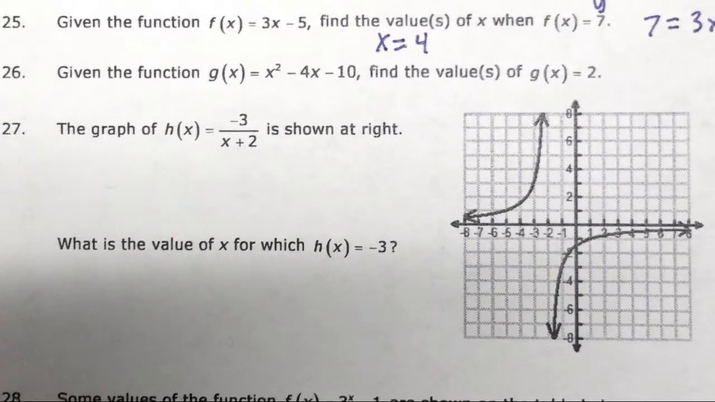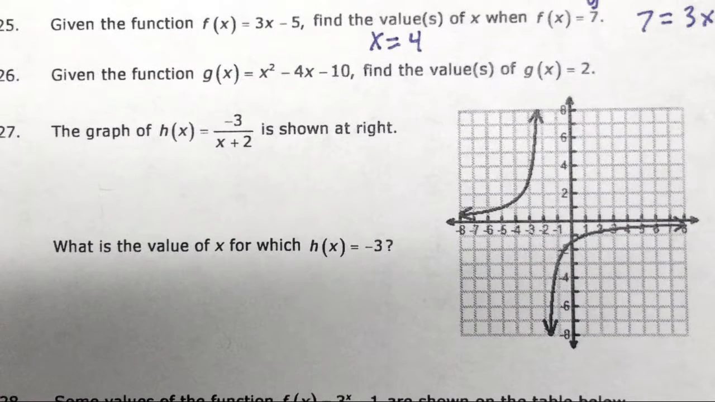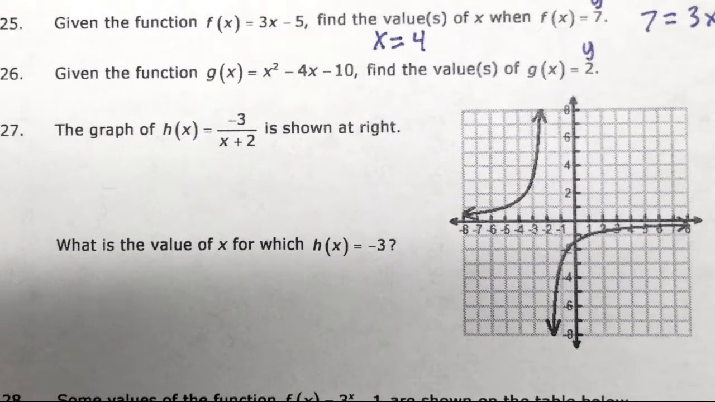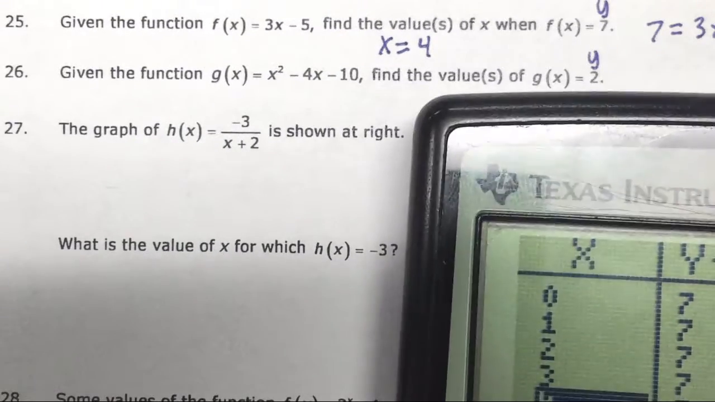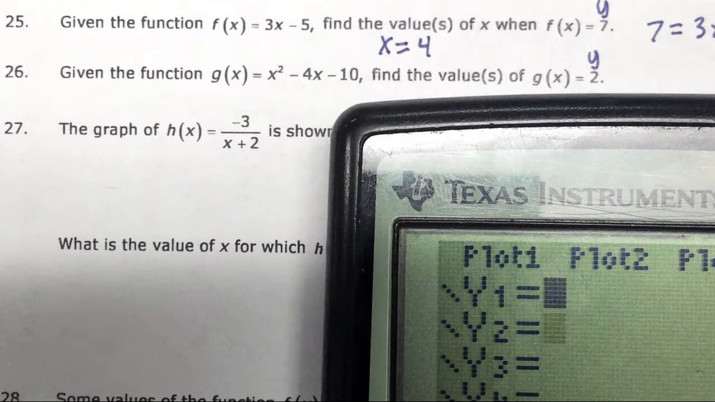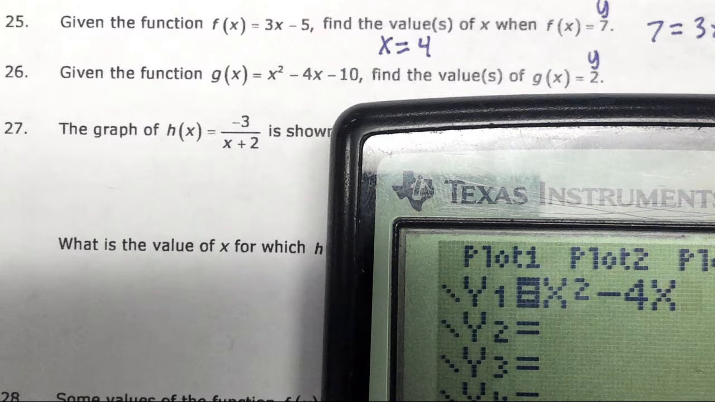Now likewise, number 26. Given the function g of x equals x squared minus 4x minus 10, find the value of x when g of x equals 2. Again, this is outside the parentheses, so it's your y value. So let's skip to the chase. We'll put the first equation, x squared minus 4x minus 10, into y1, and the next equation into y2, which is 2.